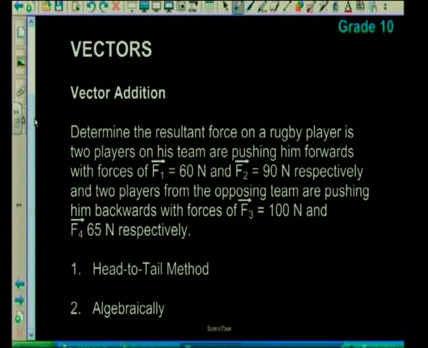Well, in a question. It says to us, determine the resultant force on a rugby player. So, if two players on his team are pushing him forwards with 60 and 90 newtons, and two players of the opposing team are pushing him backwards at 165. Let's put the equal sign in there. Okay, there's two ways we're going to do this.